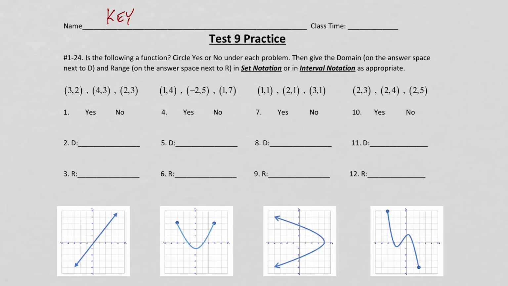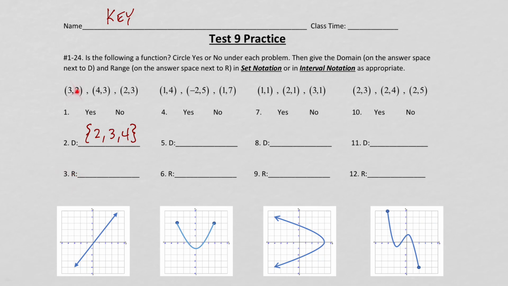Let's do the domain and range before we decide if it's a function. The domain are all the x values. So in order, it's 2, 3, and 4. And you have to put it in set notation, so you need these braces on either side.